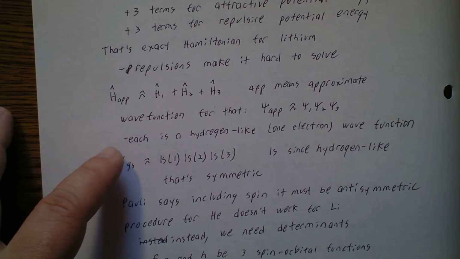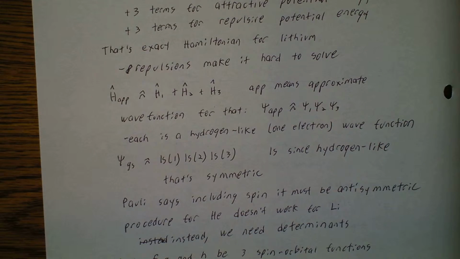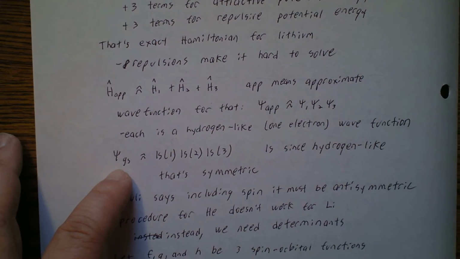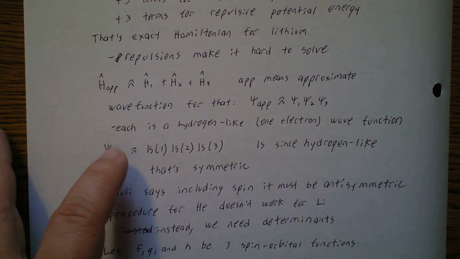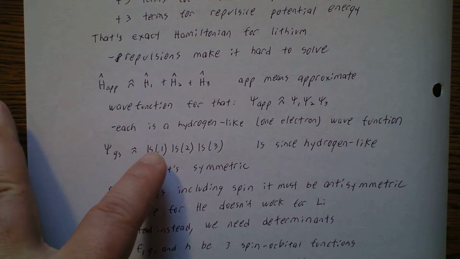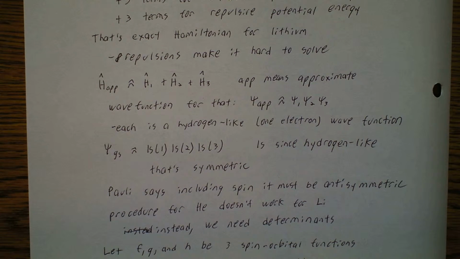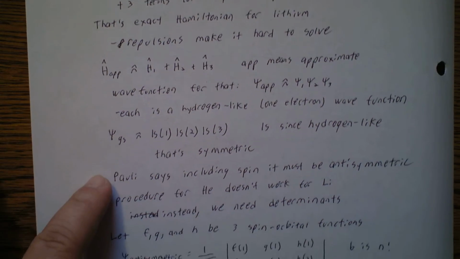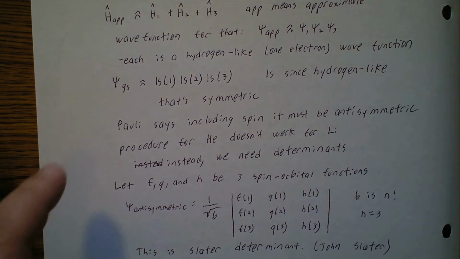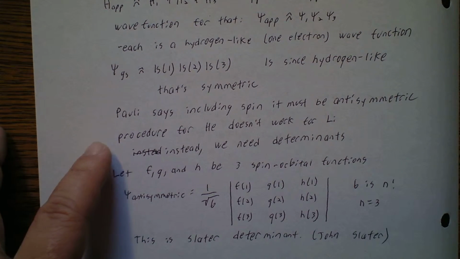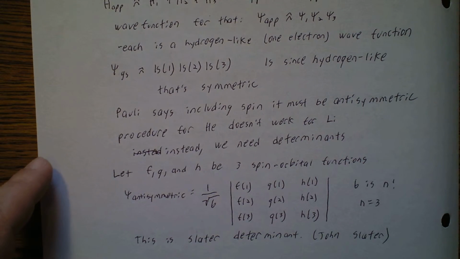So each is a hydrogen-like wave function. And remember, hydrogen-like means just 1 electron. So we basically assume the 3 electrons are independent. They don't repel each other. So we have psi at the ground state is equal to 1s1, 1s2, 1s3. It's 1s because it's hydrogen-like. And that's symmetric. So Pauli says, including spin, it must be anti-symmetric. Now the procedure for helium doesn't work for lithium. Instead, we need to use determinants.